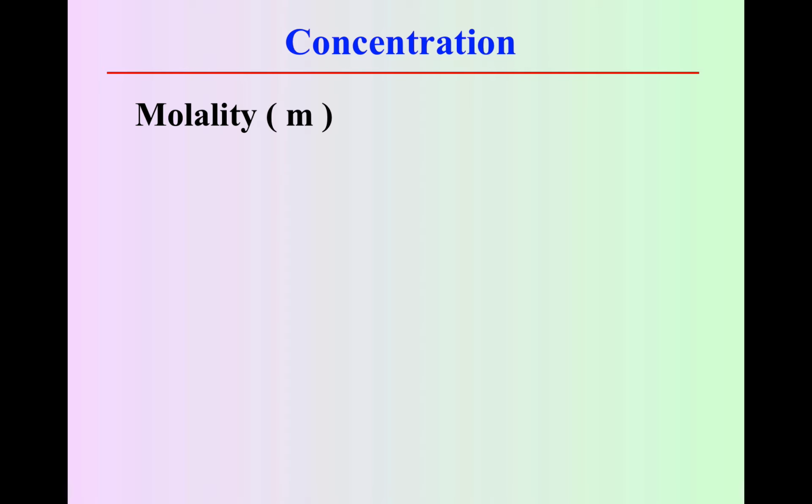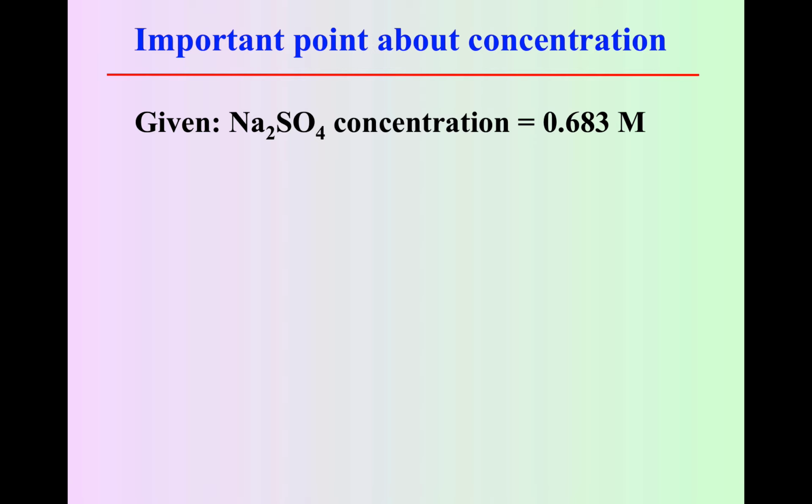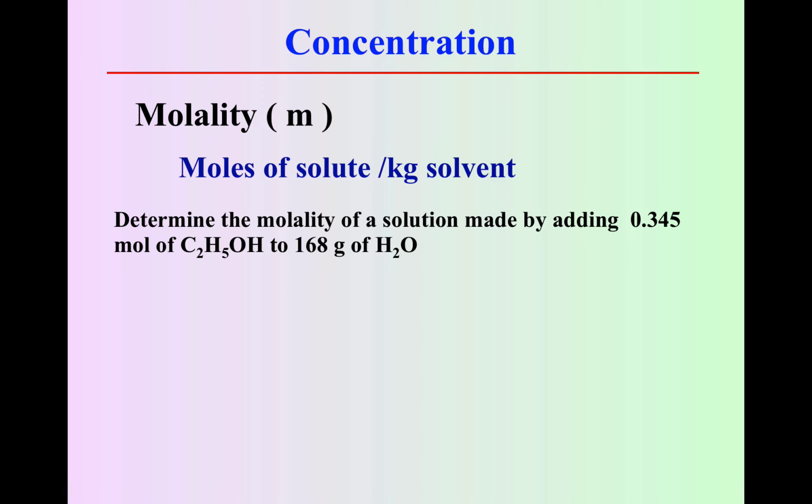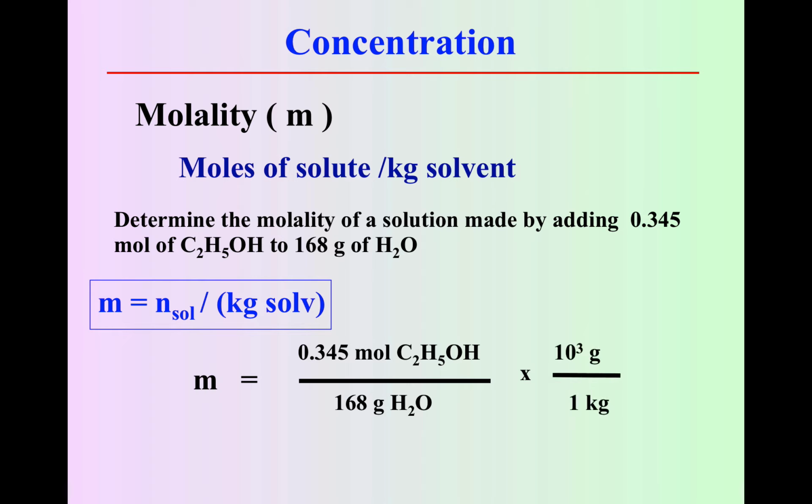Molality, I know, I didn't make it up. It's just the way it is. So there's molarity and then there's molality. Molarity was capital M. Molality is lowercase m, the symbol for molality. So it's moles of solute per kilogram of solvent. Instead of liters of solution, it's kilograms of solvent. So determine the molality of a solution where we've got 0.345 moles of ethanol added to 168 grams of water. Just get the units right: moles of ethanol divided by kilograms of water. For every 1,000 grams, there's a kilogram. Now we have it in molality, moles of solute per kilogram of solvent.